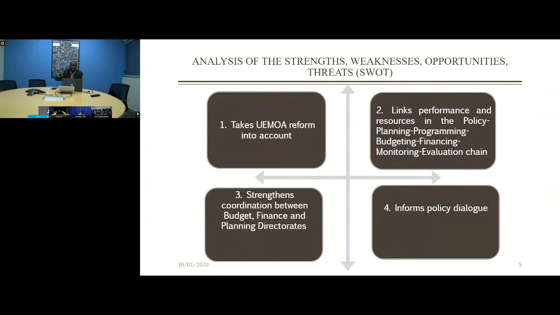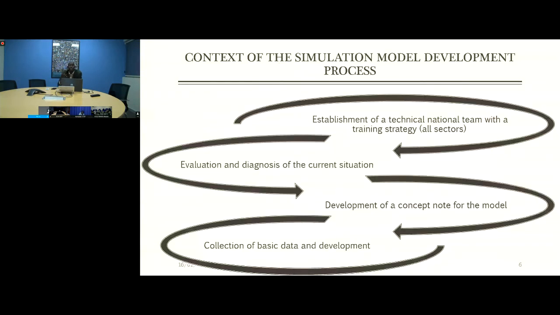Next slide, please. Now, in terms of the context of the simulation model development process, how was it developed? There was a national technical team. We had representatives from the different directorates, from the ministries, from the vocational training, from the universities, and all of these different ministries were united, composing this national technical team with a training strategy to be able to develop this simulation model.